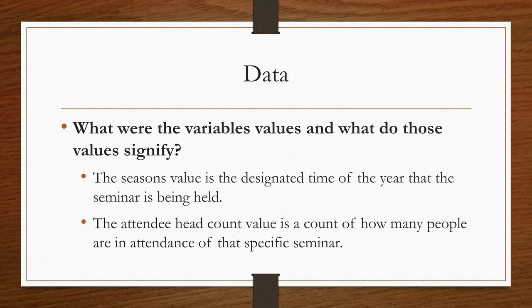What were the variables' values, and what do those values signify? The season's value is the designated time of the year that the seminar is being held. The attendee head count value is a count of how many people are in attendance of that specific seminar.